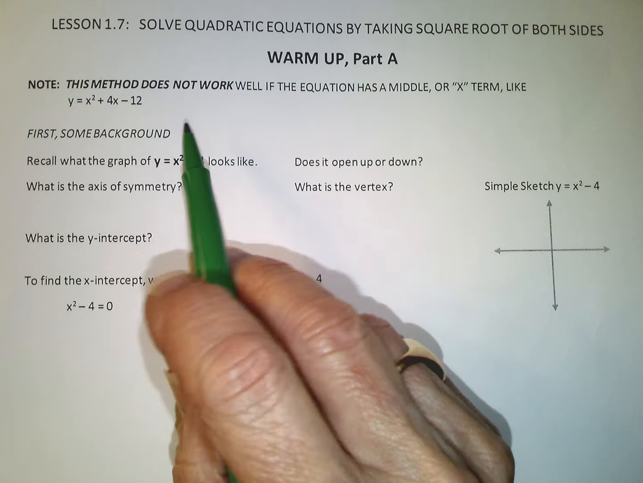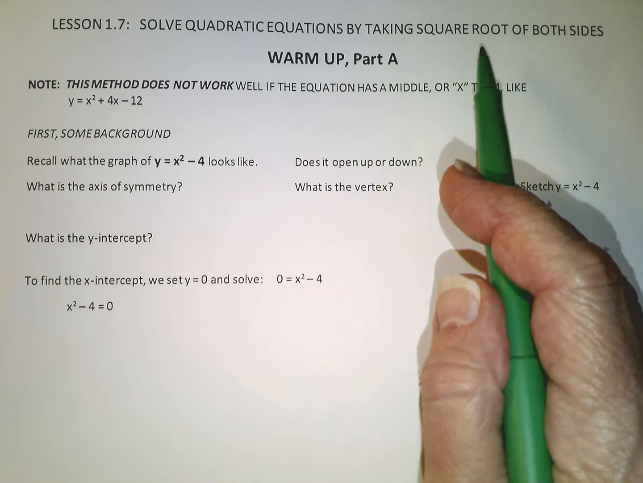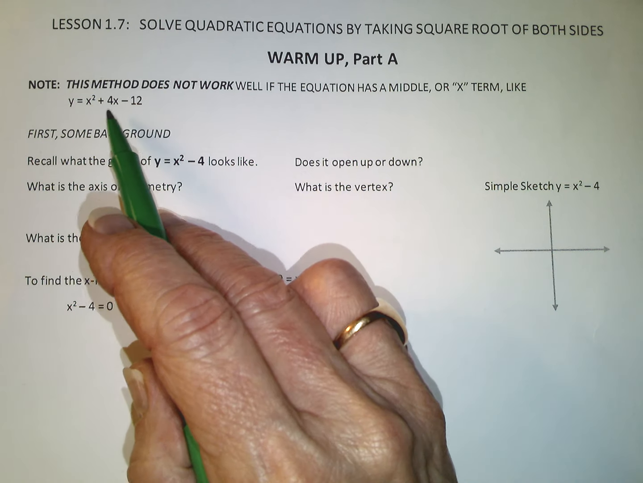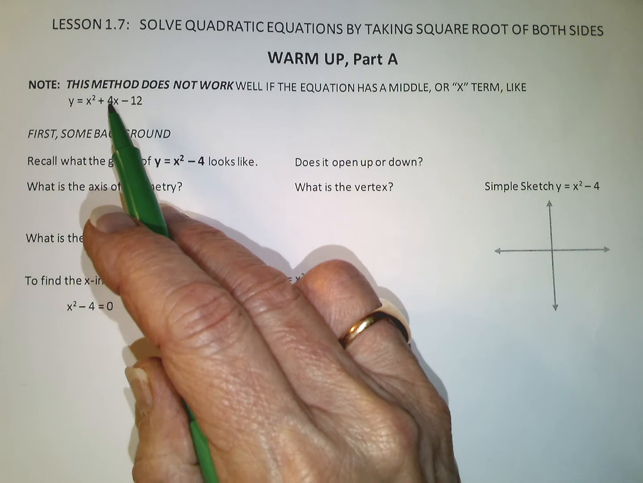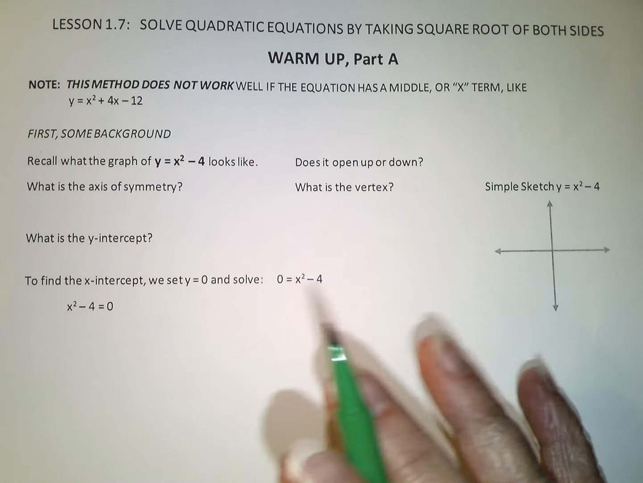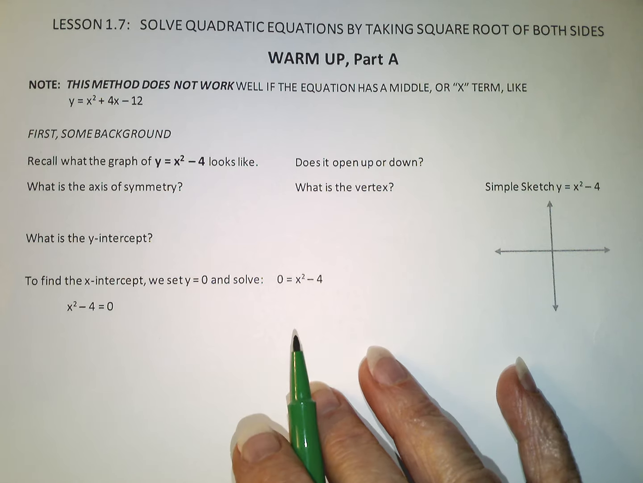I do want to mention before we start that this method, taking the square root of both sides, doesn't work well if there's a middle term. It can be done, but it's messy. So usually you reserve this method for when you do not have a middle term in the equation.